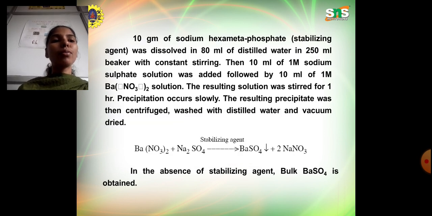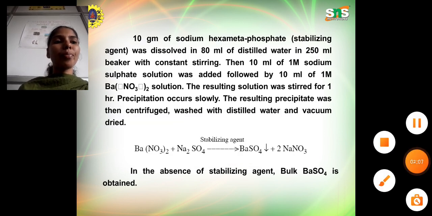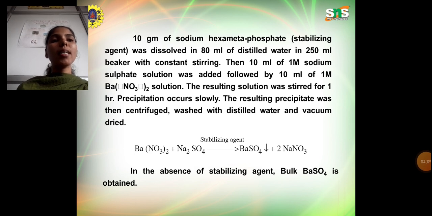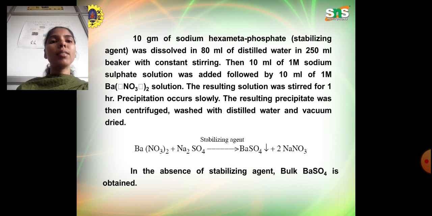10 gram of sodium hexametaphosphate stabilizing agent was dissolved in 80 ml of distilled water in a 250 ml beaker with constant stirring. Then 10 ml of 1 M sodium sulfate solution was added, followed by 10 ml of 1 M barium nitrate solution. The resulting solution was stirred for 1 hour.